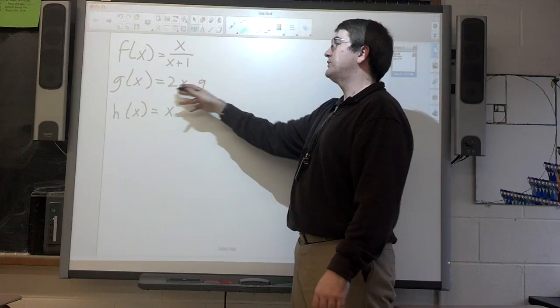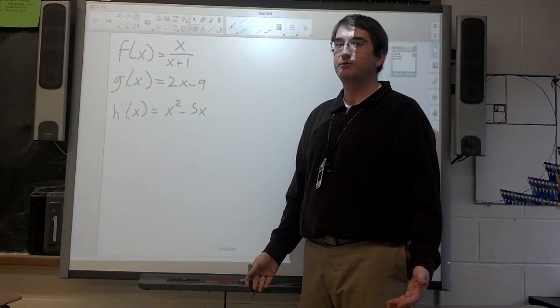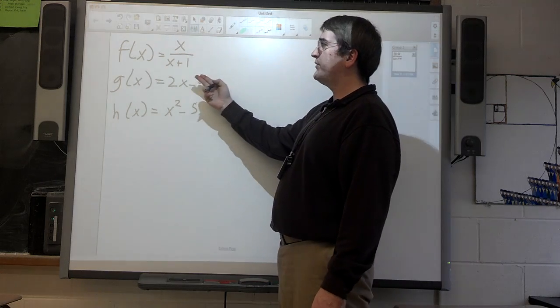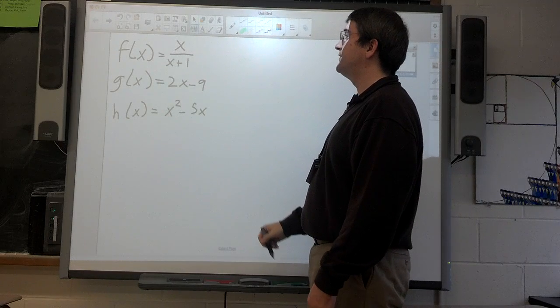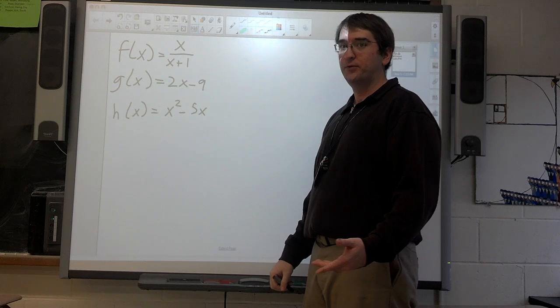So the input variable for f is x, so f of x equals x over x plus 1. G of x equals 2x minus 9. H of x equals x squared minus 5x. Doesn't have to be x, but it usually is. And so the convenient reason why we use function notation like this is to demonstrate when we are plugging in a value for the input.